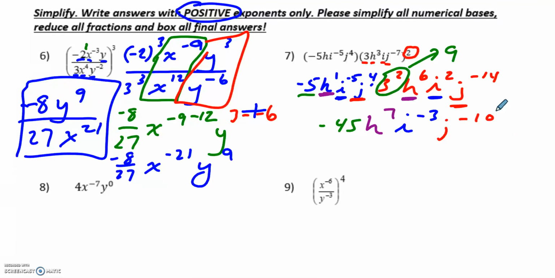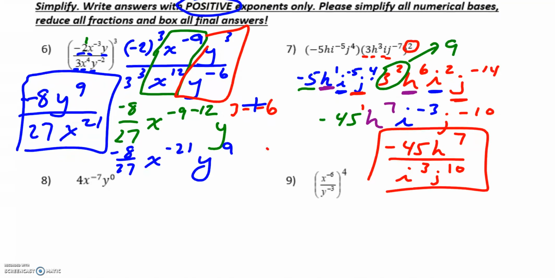So my answer looks like I have two negative exponents, so those need to flip down. The negative 45 is not going to flip though because the number is negative, but the exponent is still a positive 1. So my final answer will be negative 45 h to the 7th over i to the 3rd, j to the 10th.